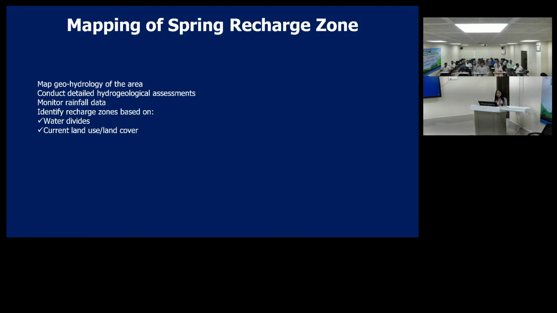Now the third is the mapping of the recharge area or zone. We have already discussed this. We need to identify the recharge zone. There are three approaches: the hydrogeological mapping, the catchment approach, and the isotopic approach. We will identify the recharge zone of that area.